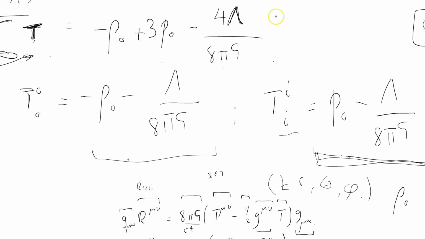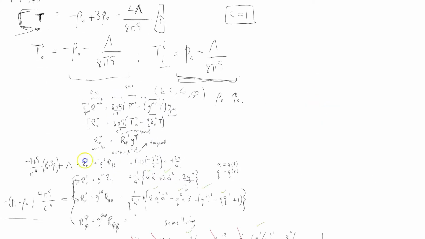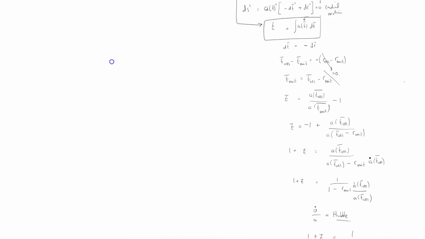Okay, so let me just talk about what we've got here. We've got a stress energy scalar, which is this term here. And we've got the components of the stress energy tensor with one upstairs and one downstairs index, which are this term for the T^0_0 term, and for the spatial components we've got p0 minus Λ upon 8πG. Right, well, let me go back to where I was, and we'll stick those components in and see what happens.